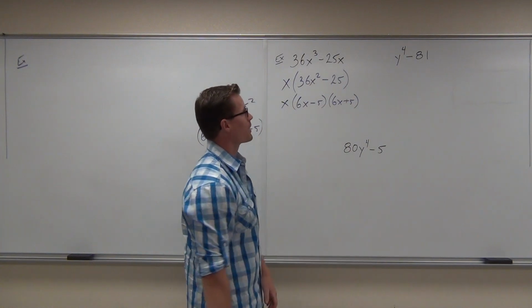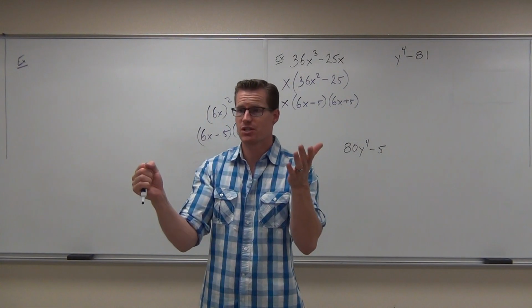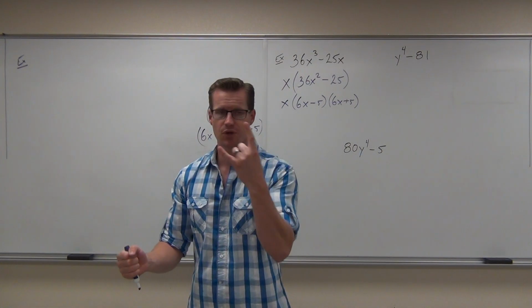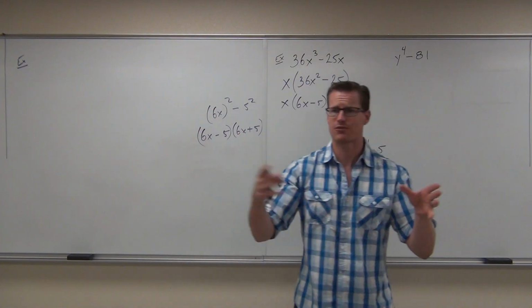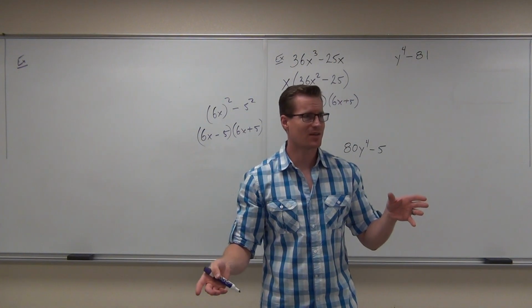Now, next one. Y to the fourth minus 81, can we factor it? There's no GCF besides one. It's in order. First term is positive. That's great. And there's two terms. And there's a minus between them. Immediately, when you see this, you should check for what? Okay, let's try that again.